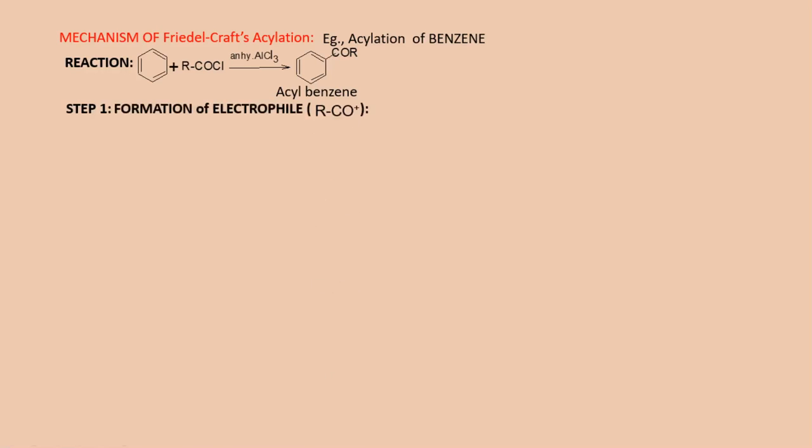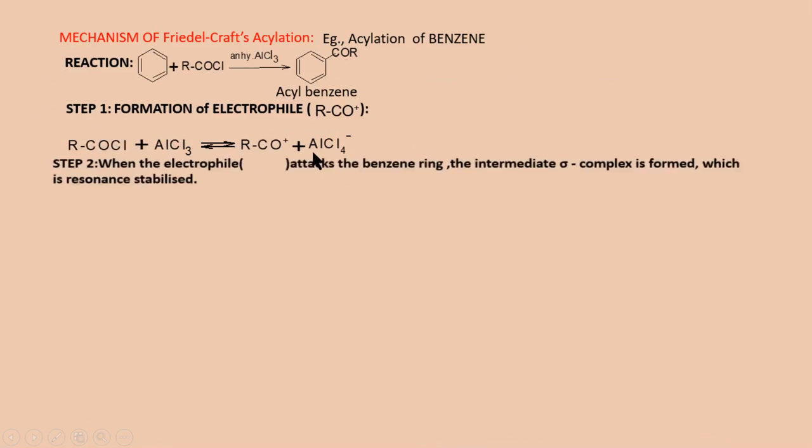Again, when we consider the formation of the electrophile first, here what happens means the RCOCl, the aluminum chloride is the catalyst that takes up the Cl, giving rise to the acylium ion. This is called the acyl group, so acylium ion. Then you will get AlCl4 minus.